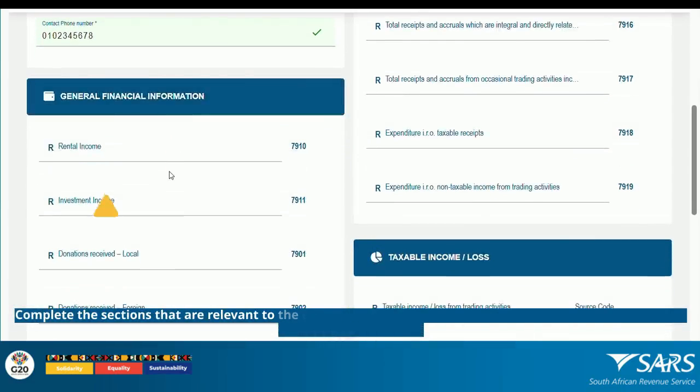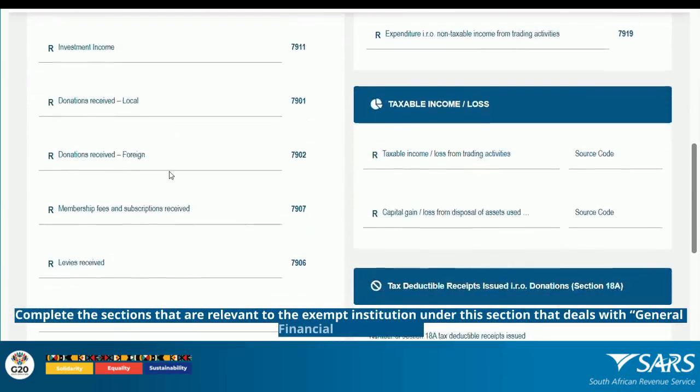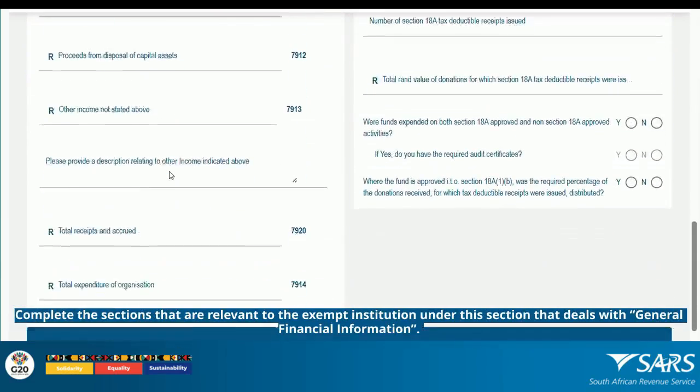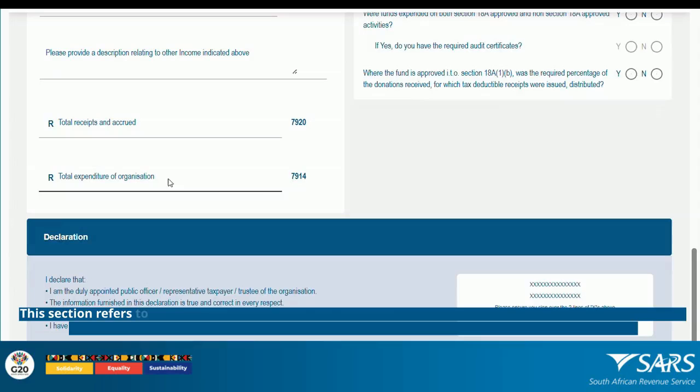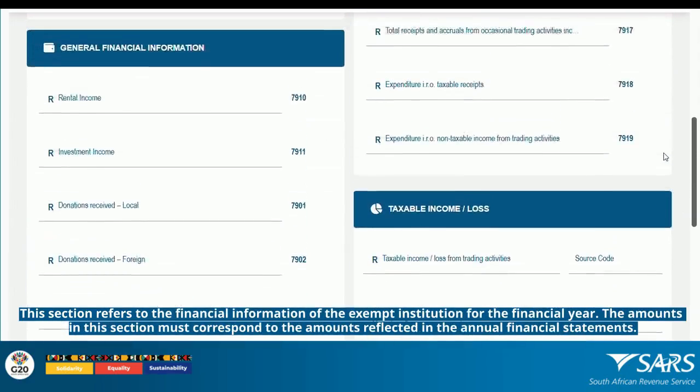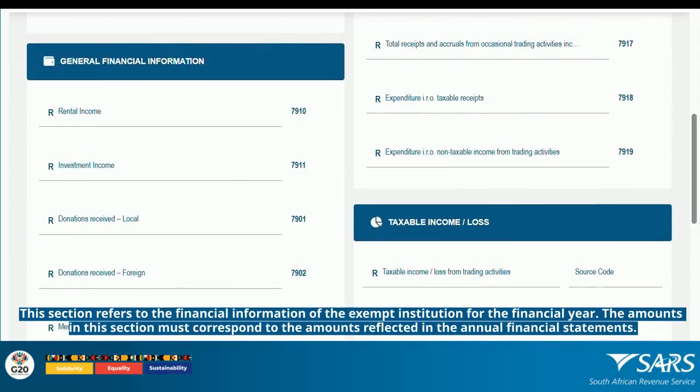Complete the sections that are relevant to the exempt institution under this section that deals with general financial information. This section refers to the financial information of the exempt institution for the financial year. The amounts in this section must correspond to the amounts reflected in the annual financial statements.